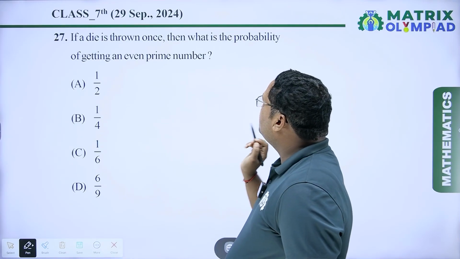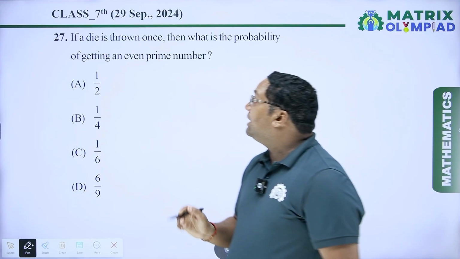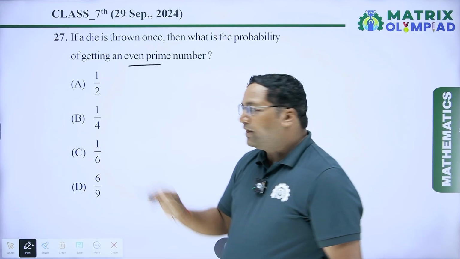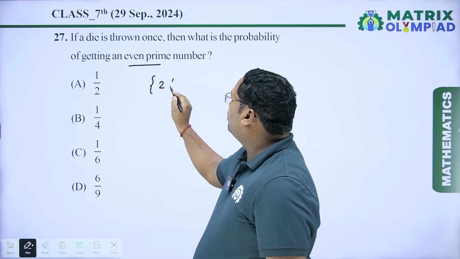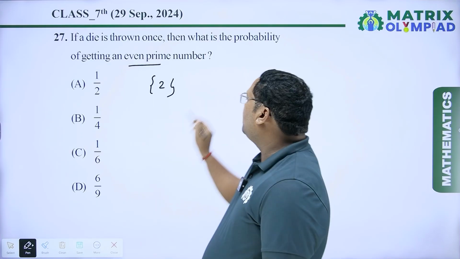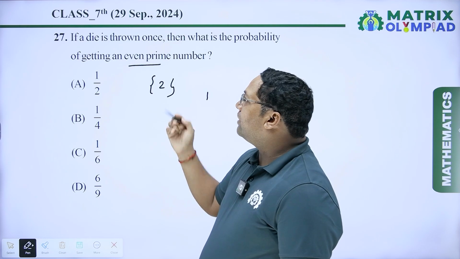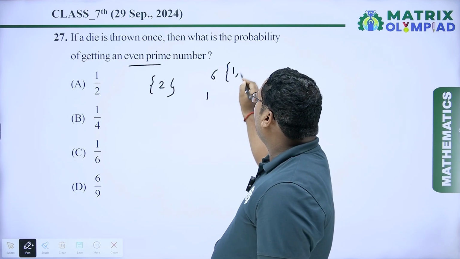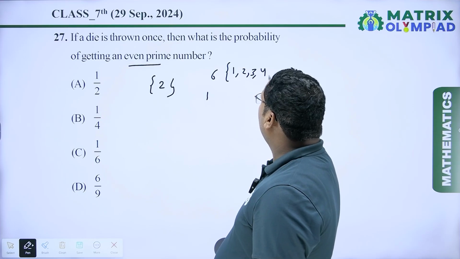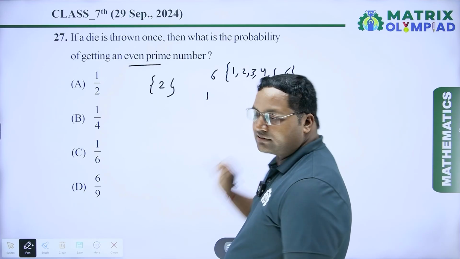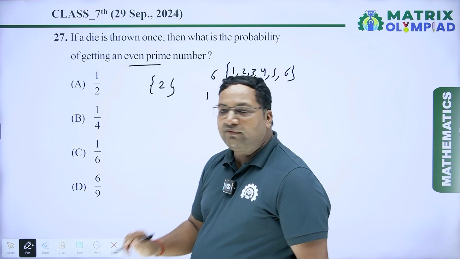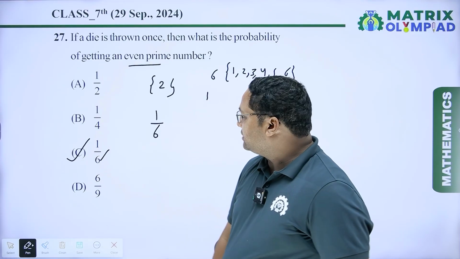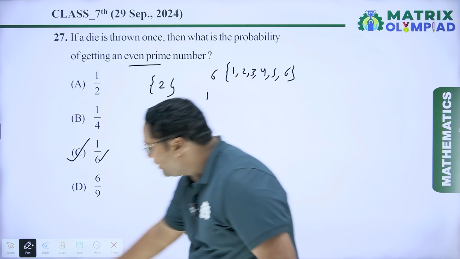If a die is thrown once, then what is the probability of getting an even prime number? And we know even prime number is only one, and that is 2. So the favorable outcome is 1, and if a die is thrown once, then the total outcomes is 6. 1, 2, 3, 4, 5 and 6. So the probability for getting an even prime number is 1 by 6. Then the option is C. So correct option is C. Coming to the next question.